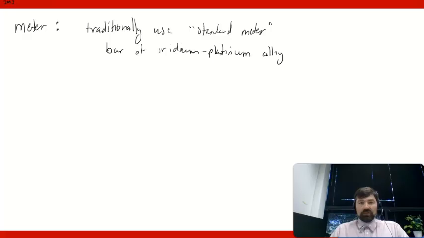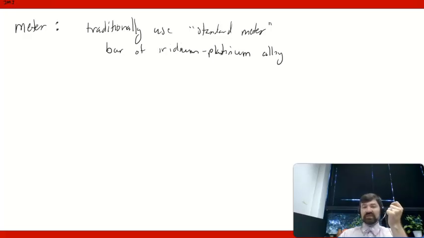So it might be worth asking, where do these three things come from? Where do we get meters and seconds and kilograms from? Originally, or traditionally, this was used the standard meter, and so this was a bar of iridium platinum alloy, which was defined to have a length of 1 meter.